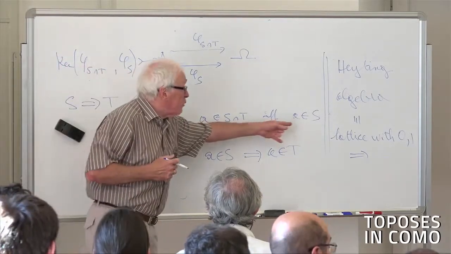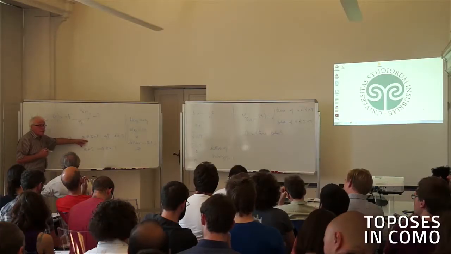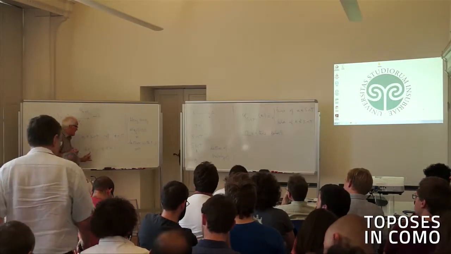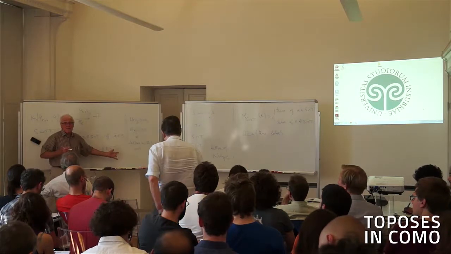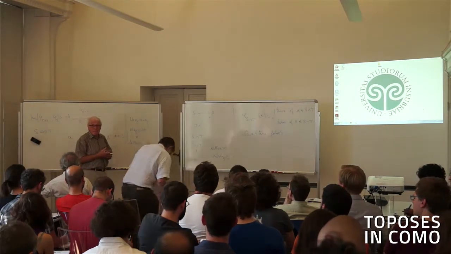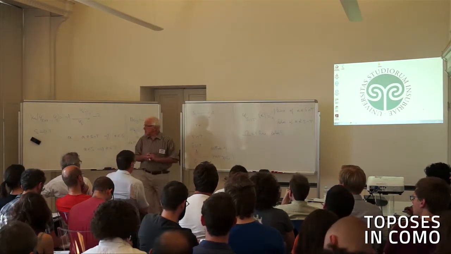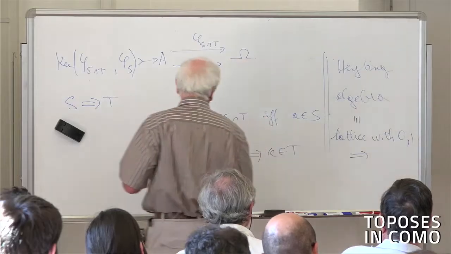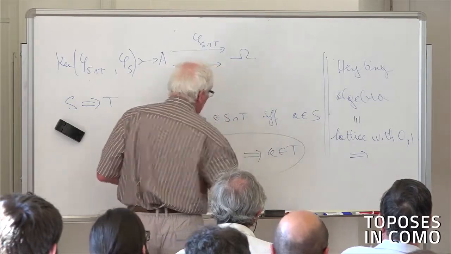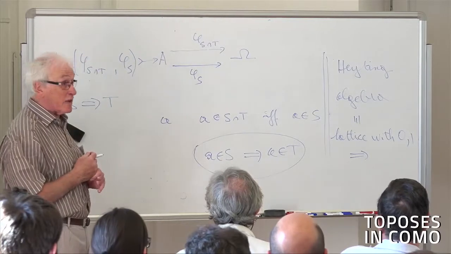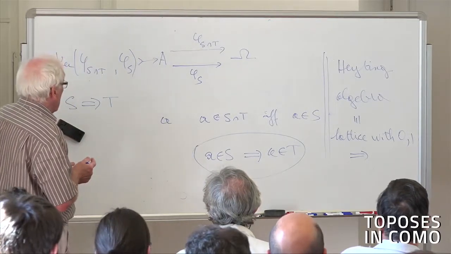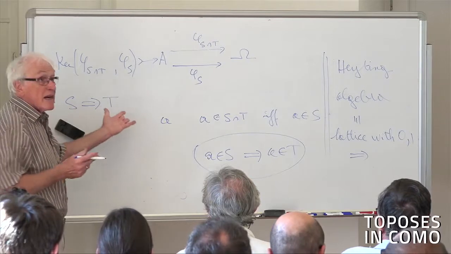So when I look at the implication in this direction, it tells me that when A is in S, then A is in T. This is the reason why that subobject, the subobject of those elements A which satisfy this property, should be written S implies T.